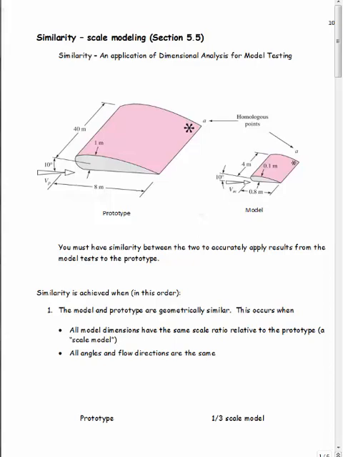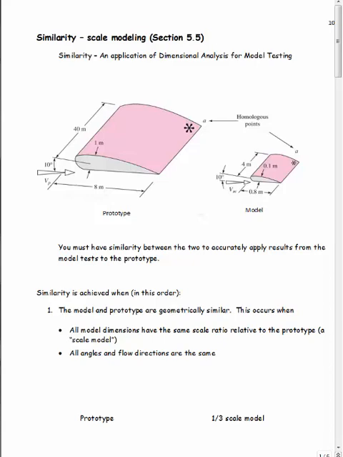So let's talk about scale modeling. We're going to use our non-dimensional parameters that we now know how to find in order to do scale modeling, and it's very important, very powerful. So what you have to do in order to do scale modeling is get what's called similarity.